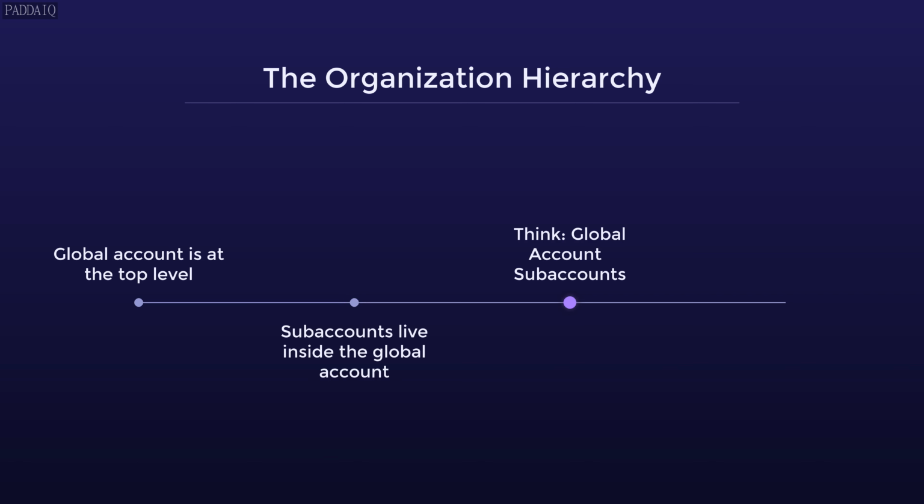Think global account, subaccounts. This means your main SAP BTP contract is the global account, and you create subaccounts within it to organize different projects or environments. For instance, a company might have separate subaccounts for its development, testing, and production stages. This structure keeps your cloud resources neatly separated and managed.